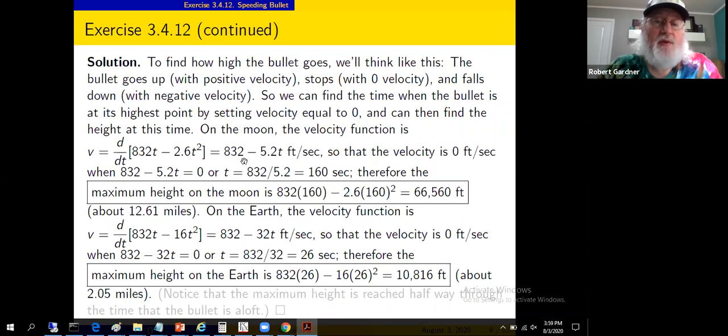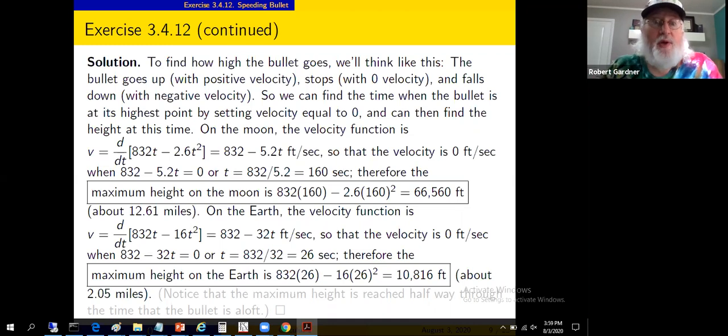832t gives us 832, minus 2.6t squared, bring the 2 down, subtract 1, gives us negative 5.2t. Units will be feet per second because it's a velocity. So when's the velocity 0? Set the velocity equal to 0, set 832 minus 5.2t equal to 0. Solve for t, we get 832 over 5.2, we get 160 seconds. So that's when the velocity is 0. That's when it stopped going up and started going down.